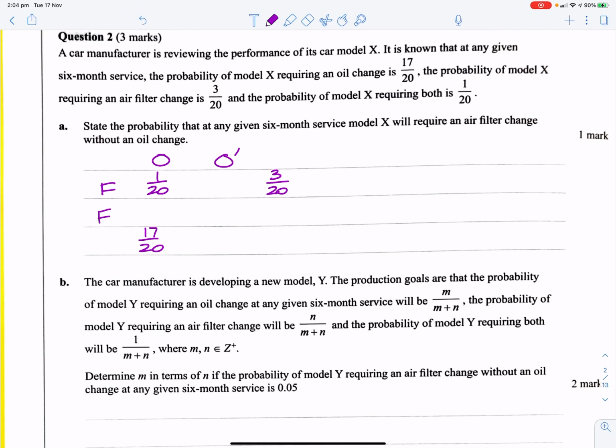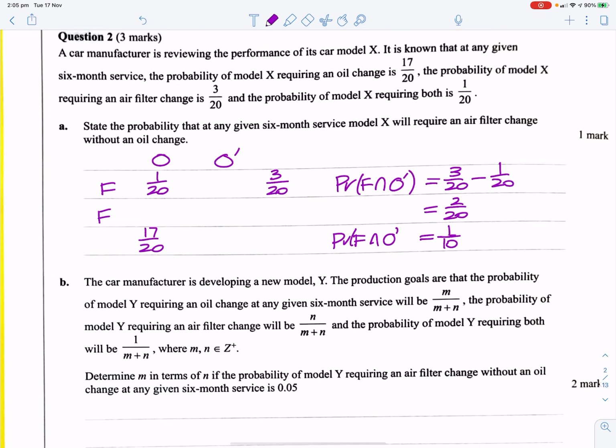State the probability that any given 6-month service, Model X will require an air filter without an oil change. So filter intersects not oil change, which is this value here. So it's 3 on 20 minus 1 on 20, which is 2 on 20, which is 1 on 10. Filter, but not an oil change.